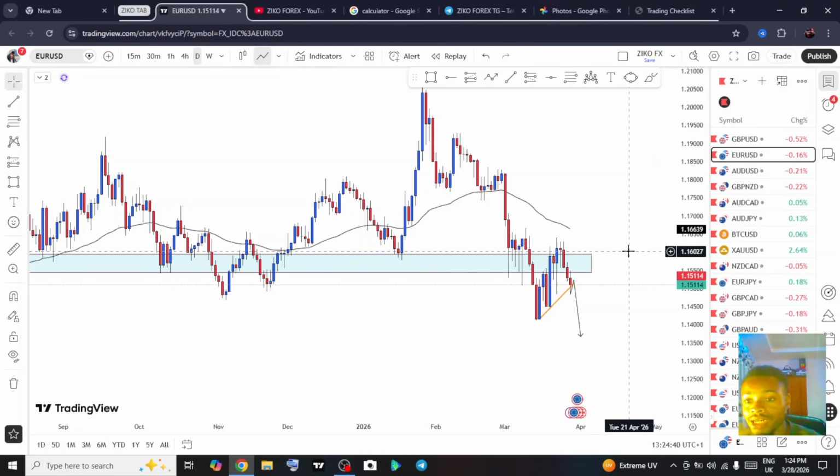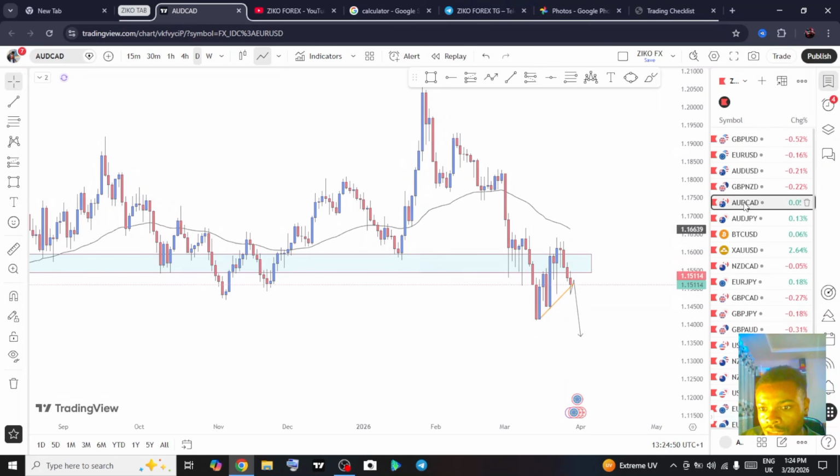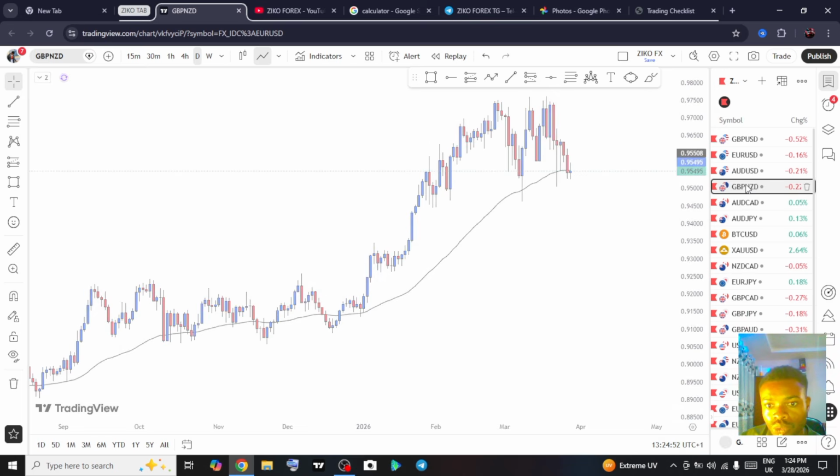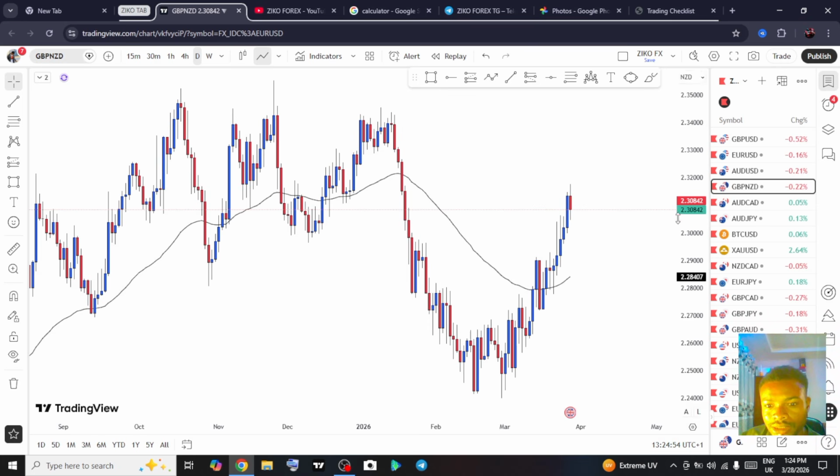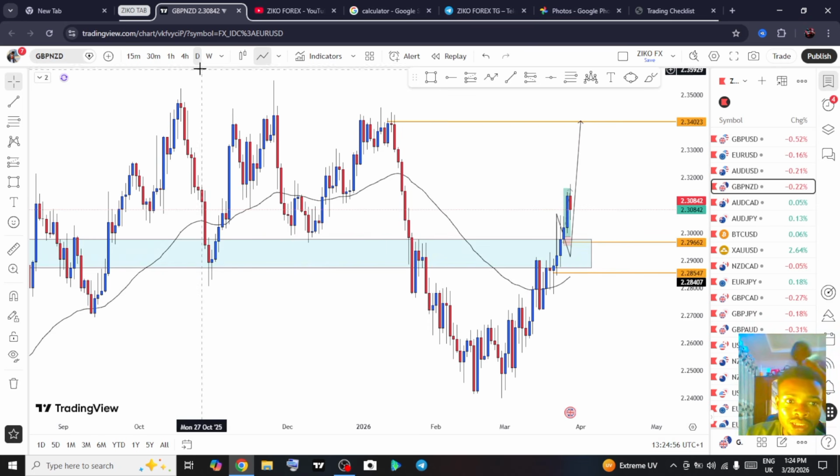All right, so let us analyze the pairs and see which pairs we'll trade for next week. Last week we didn't actually get any opportunities to trade, right? So just a quick trade recap. The only trade that possibly gave us an entry was GBP NZD. Yes, GBP NZD, right? That was the only one.